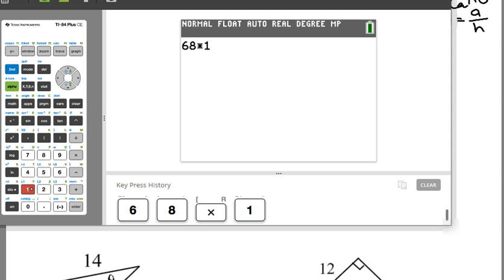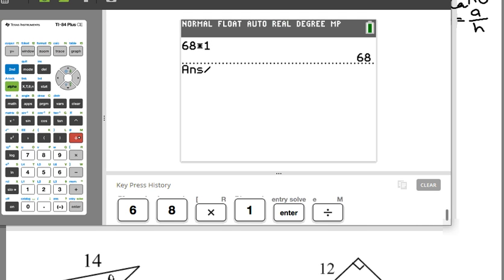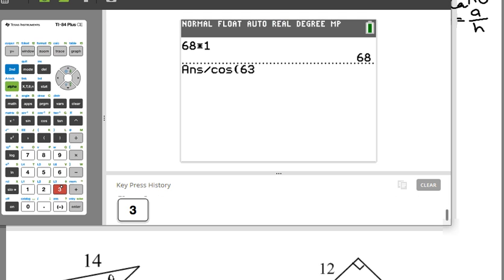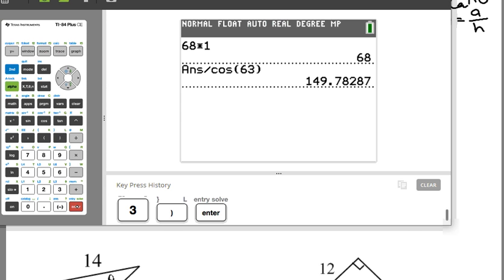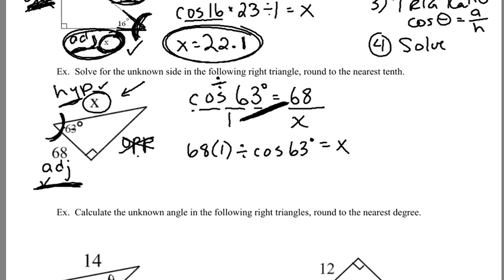68 times 1 divided by cosine 63, close your bracket, hit enter, and we get 149.78. 8 tells us to round up, so we get 149.8 for a length. So x is 149.8 for the length of our hypotenuse. Cosine, same steps as sine.